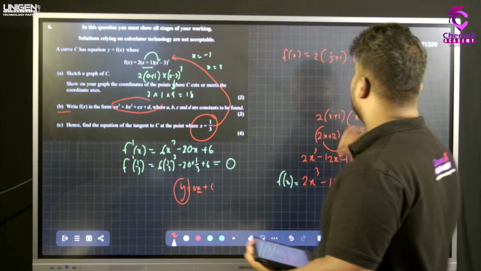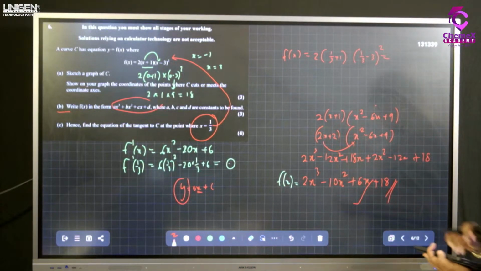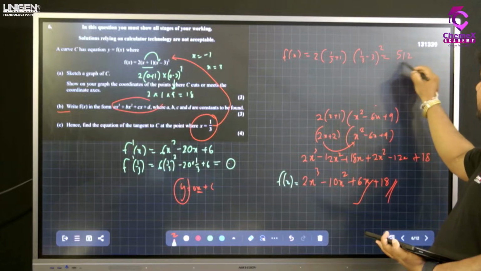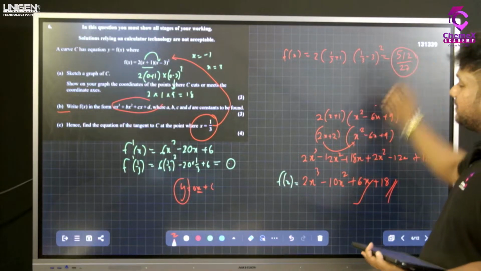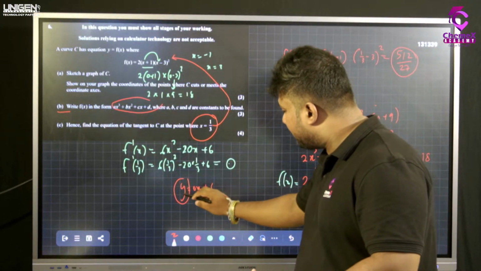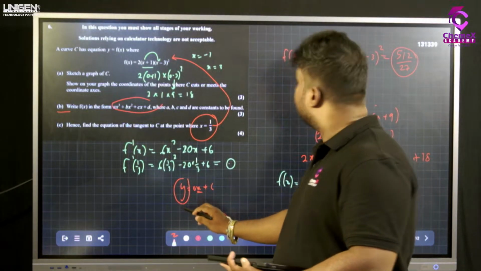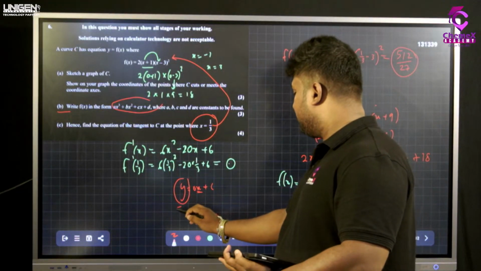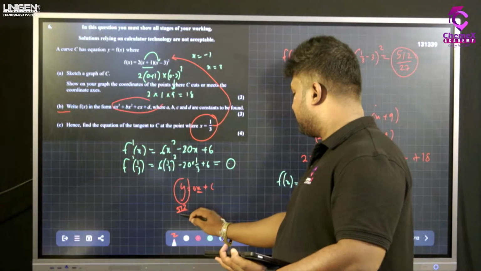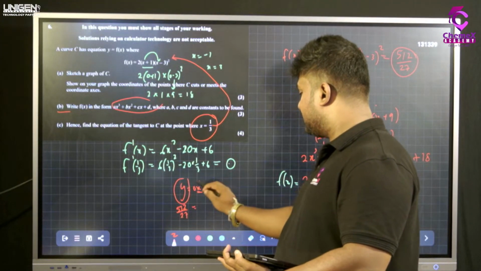So what do you get when you expand it? You get 512 over 27. That's the y value. Then you put 512 over 27 equals c, since the 0x term is 0.